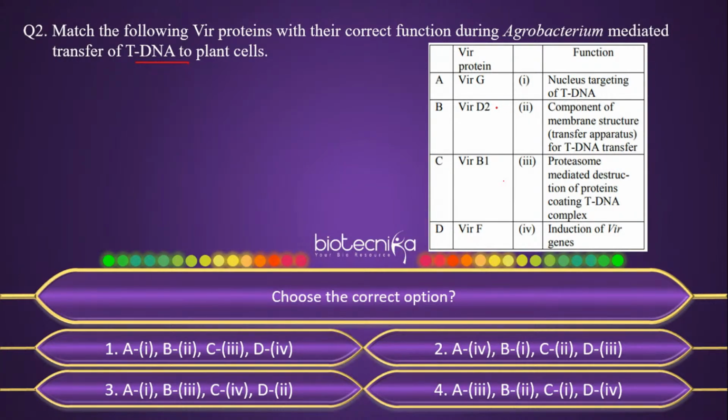Now, why I'm asking you to attempt such questions, because usually they are asked in part C and they are very scoring. You can easily score 4 marks. If you know the function of any two Vir proteins, then also you can answer this question. So tell me, what is the answer here?